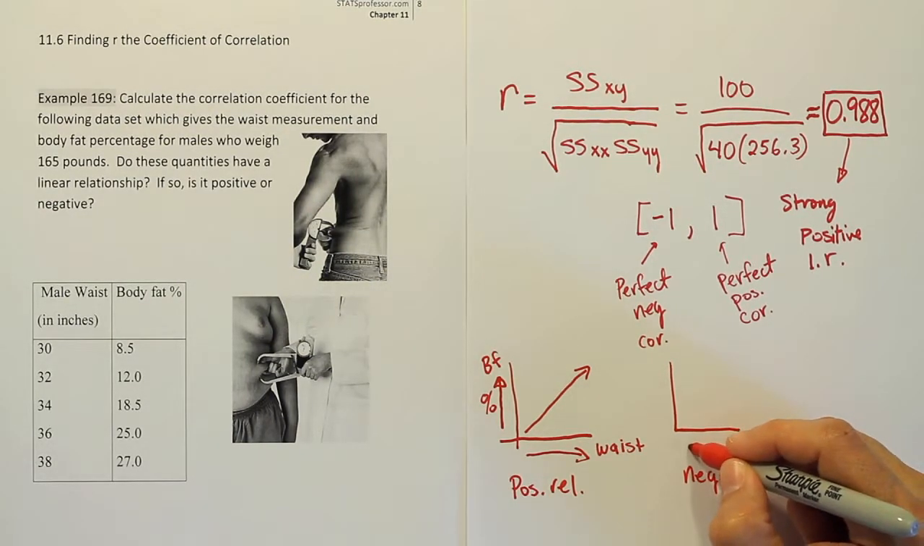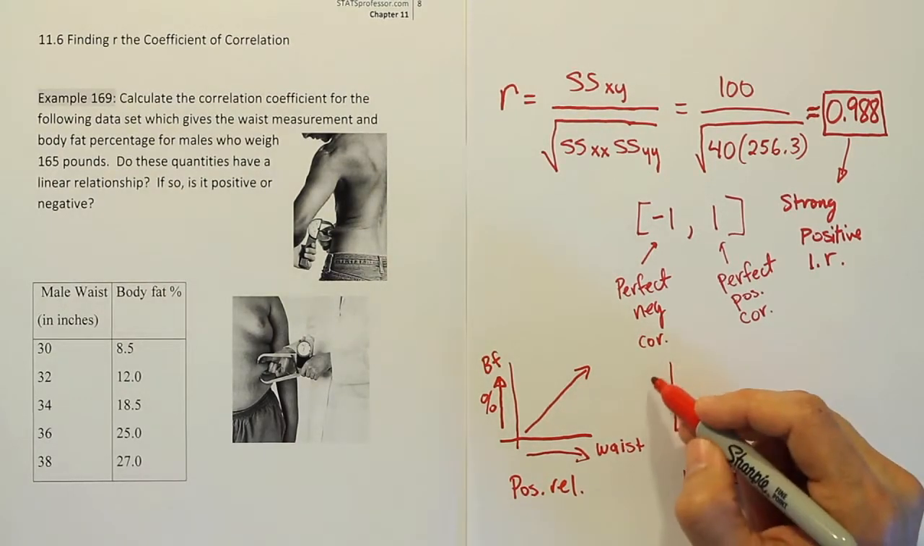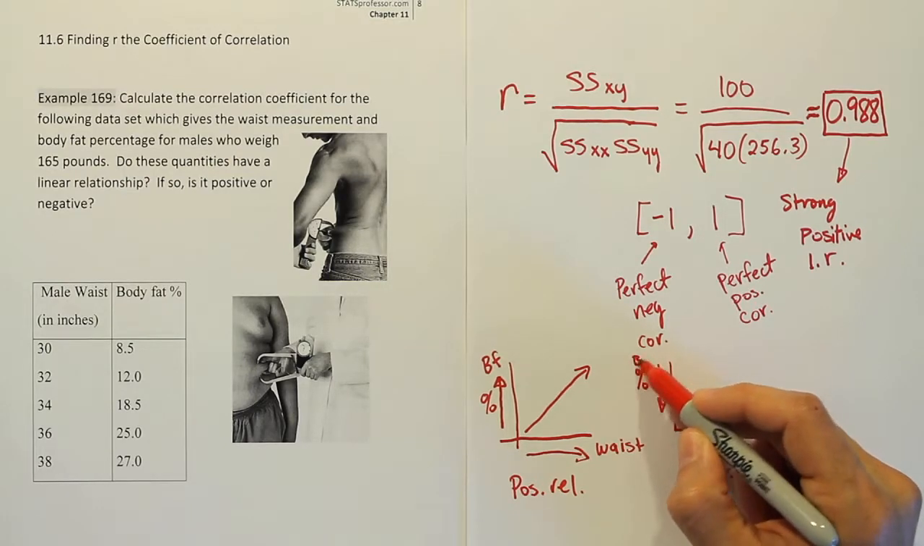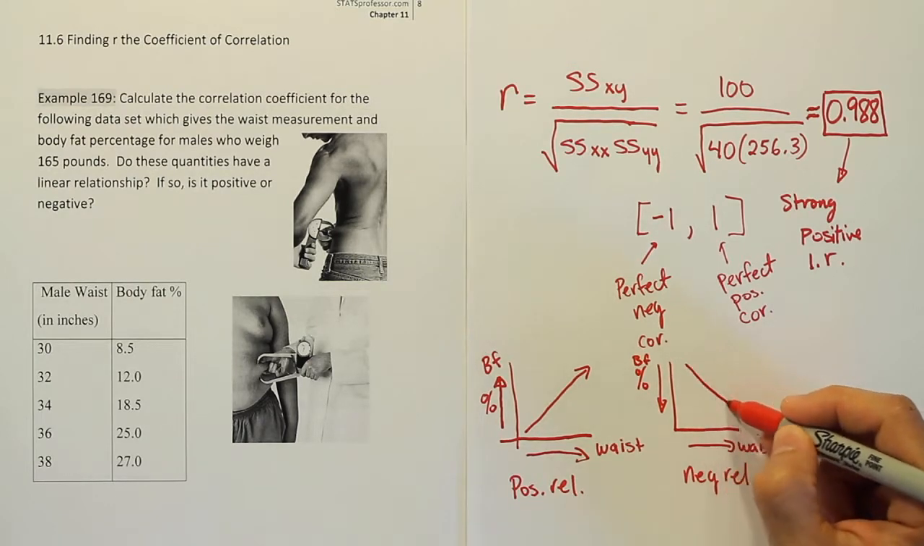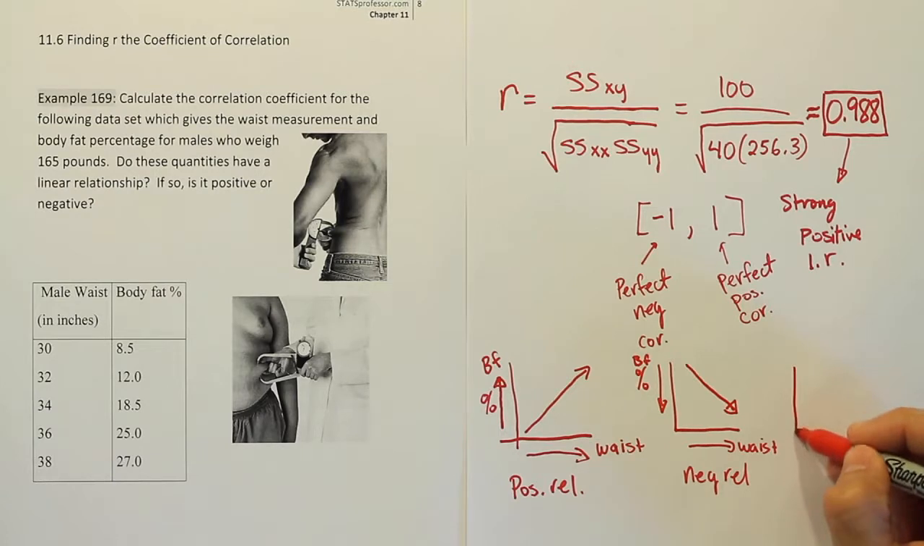A negative relationship would have looked like, as waist increases, then body fat decreases, right? So the body fat would be dropping as the waist increases. And that would look like this. It would look like a line going downhill, right? A negative relationship. And then lastly, we would have the concept of no relationship, right? No linear relationship, I should say.